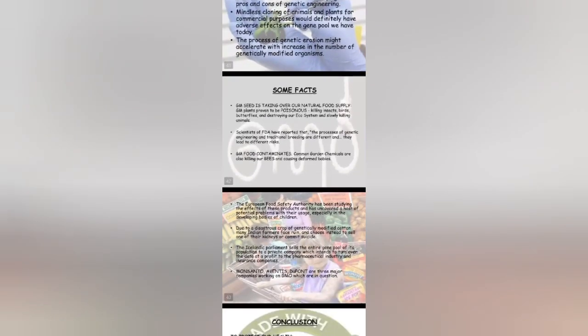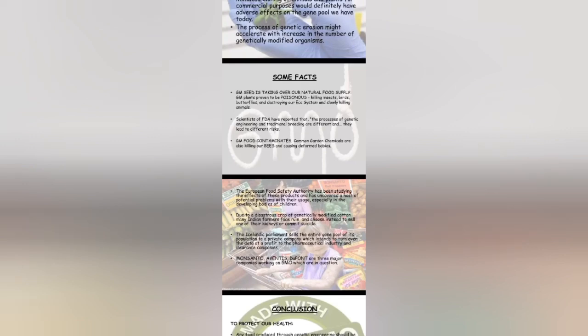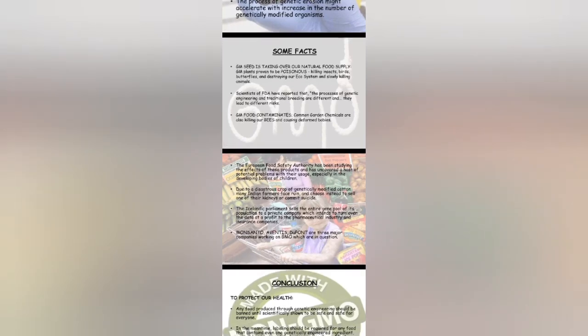Some facts: GM seed is taking over our natural food supply. GM plants proven to be poisonous, killing insects, birds, butterflies, and destroying our ecosystem and slowly killing animals. Scientists of the FDA have reported that the process of genetic engineering and traditional breeding are different and they lead to different risks. GM food contaminates; common garden chemicals are also killing our bees.